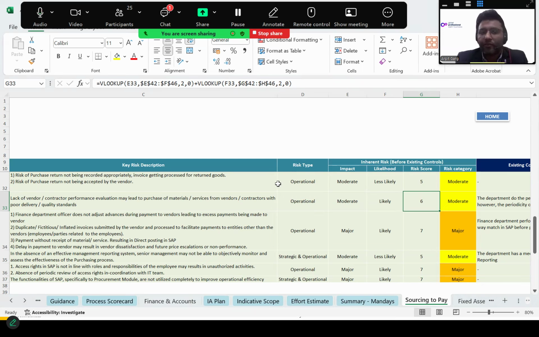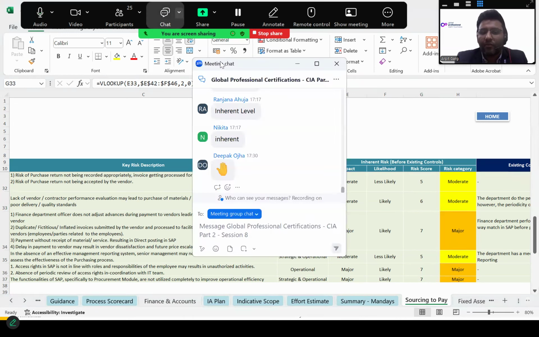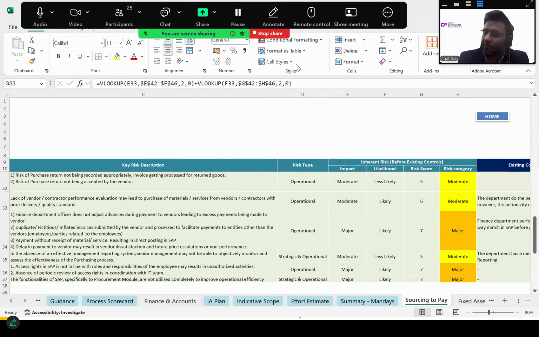Otherwise, if I don't consider the existing controls, then my risk is inflated, because I will be working on data where I'm not considering the existing control. For example, in P2P, in banking, if my SAP is integrated with banking, there are a lot of controls which I don't have to test because the system is there. Maybe I will do one or two tests to ensure that.